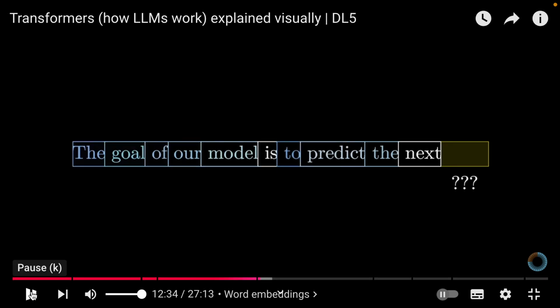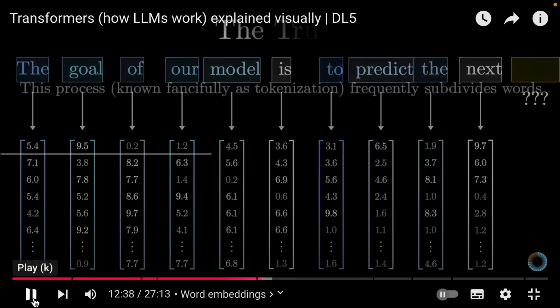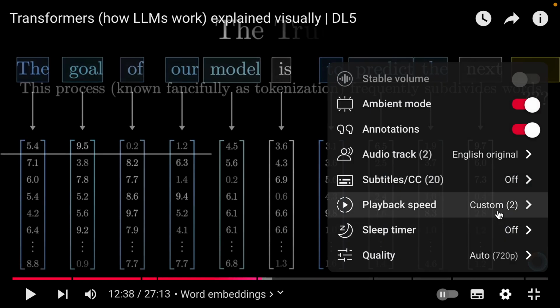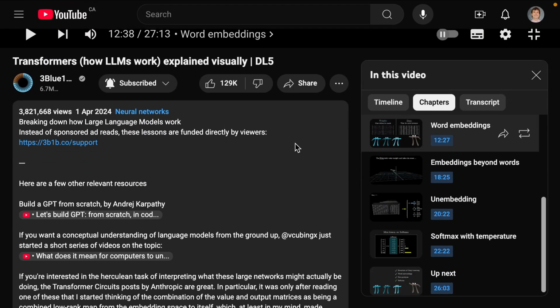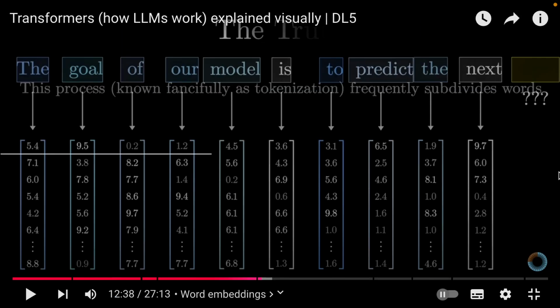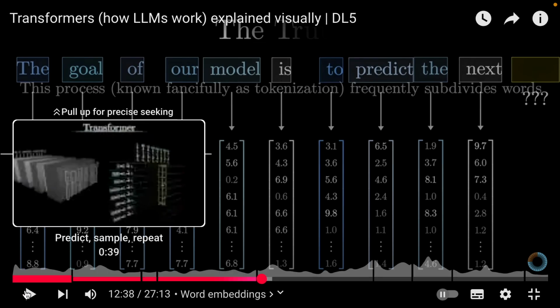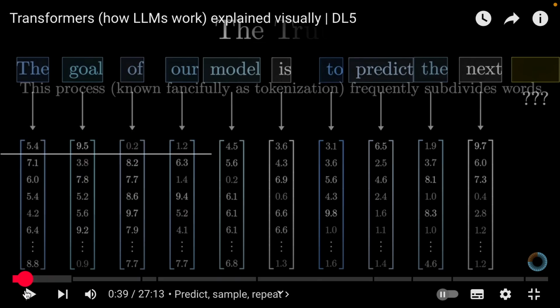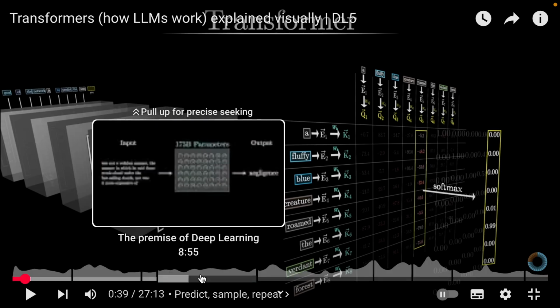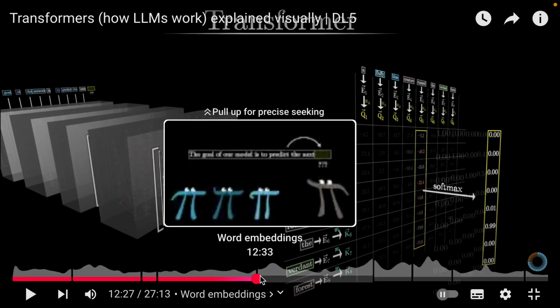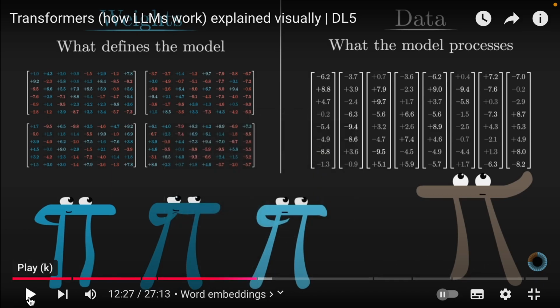Here are the vectors that come out of these words, and we're going to see how they work and what they do. I'm going to pause it a couple times to tell you a couple things as we go. Oh, I don't want to go to the beginning. Hopefully I can find where it was. Word embeddings. Now we're probably going to have to see an ad because I clicked around.